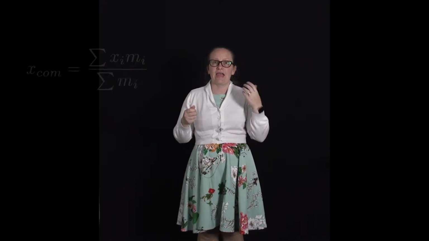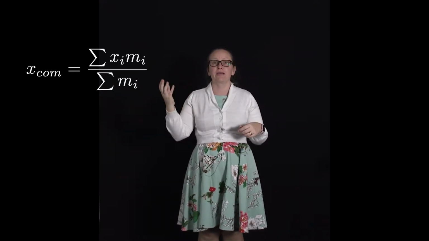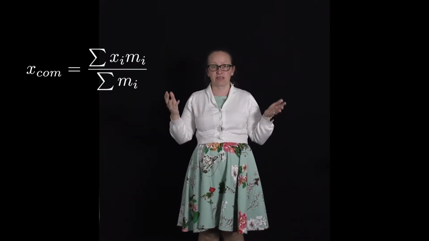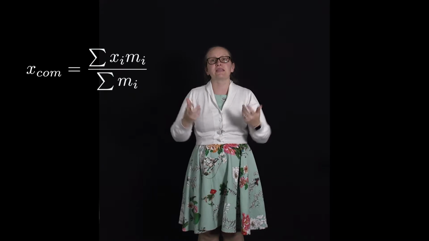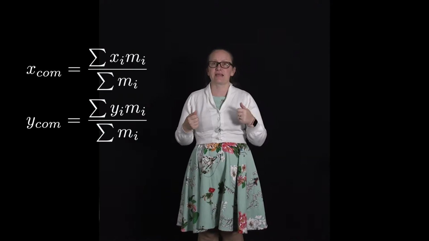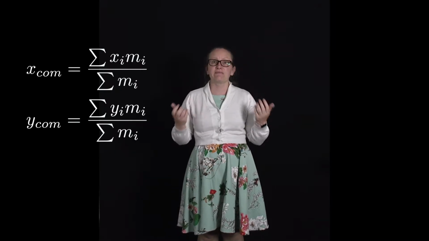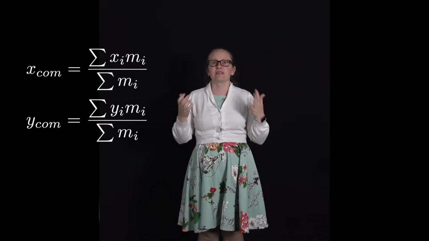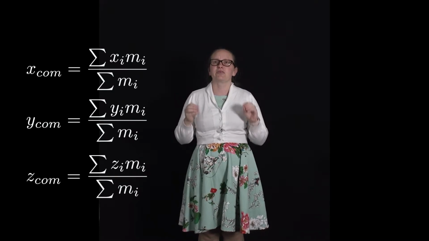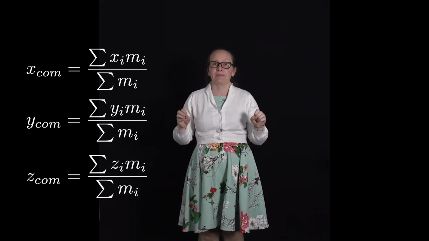So the coordinate for the center of mass in the x direction is still given by the same equation: x_com is equal to the sum of x_i times m_i over the sum of m_i, where the sum of m_i is the total mass of the system. And the center of mass in the y direction is given by a very similar formula: y_com is equal to the sum of y_i m_i over the sum of m_i. And if we do have a z direction, then the center of mass in the z direction is equal to the sum of z_i times m_i over the sum of m_i.